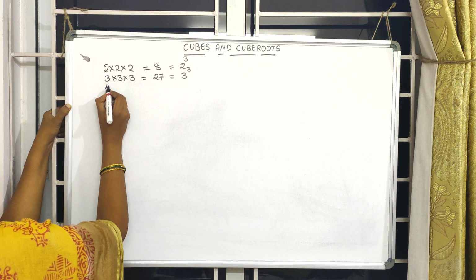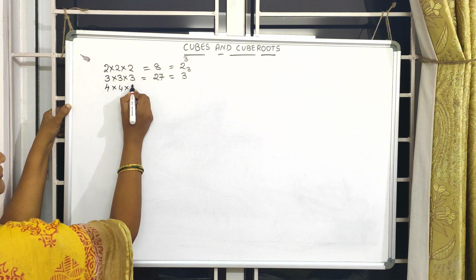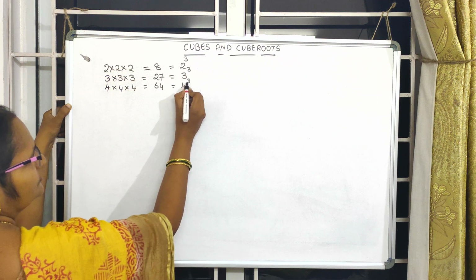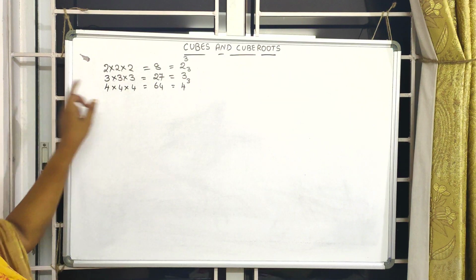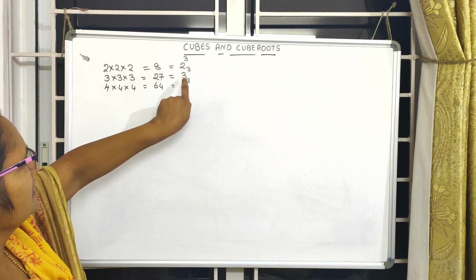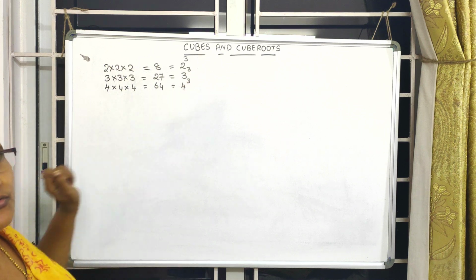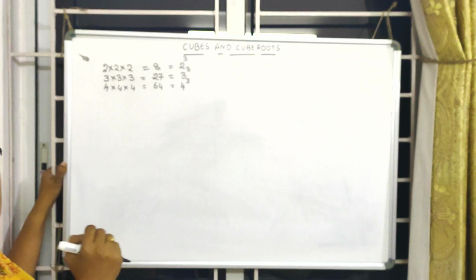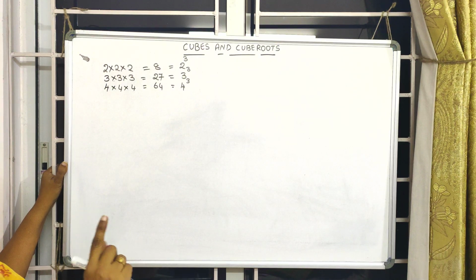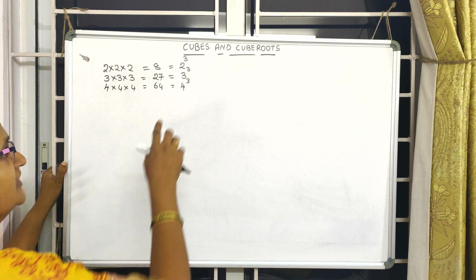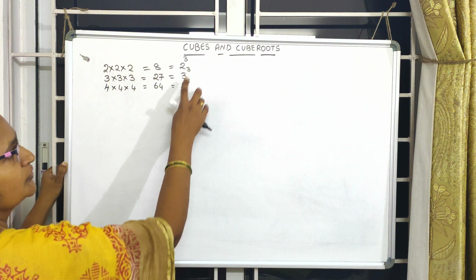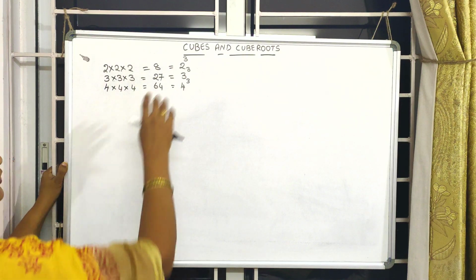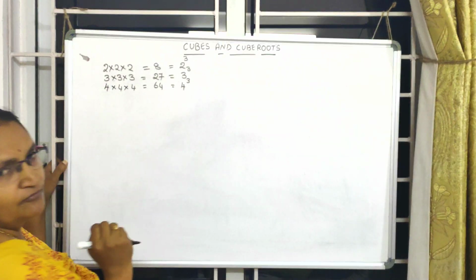In the same way, 4 times 4 times 4 equals 64. This is 4 raised to 3. Now, 2 raised to 3, 3 raised to 3, 4 raised to 3, once you observe, the power 3 is there. How do we read that? That is nothing but 2 cube. This is nothing but 3 cube. This is nothing but 4 cube. We can read in this manner: 2 cube, 3 cube and 4 cube.